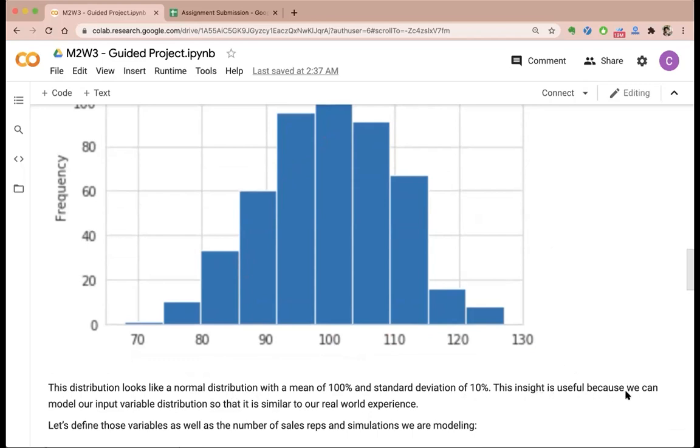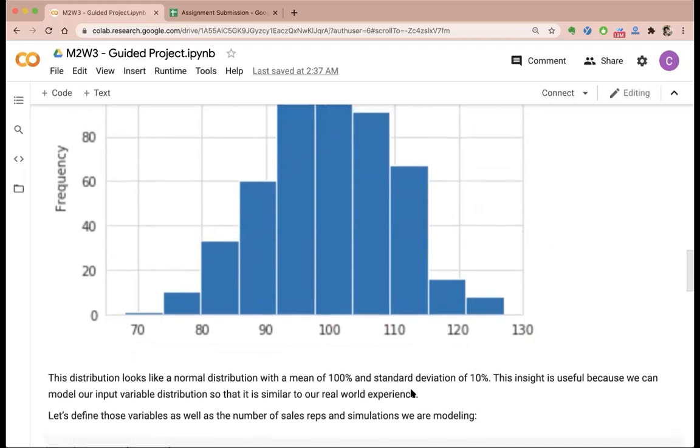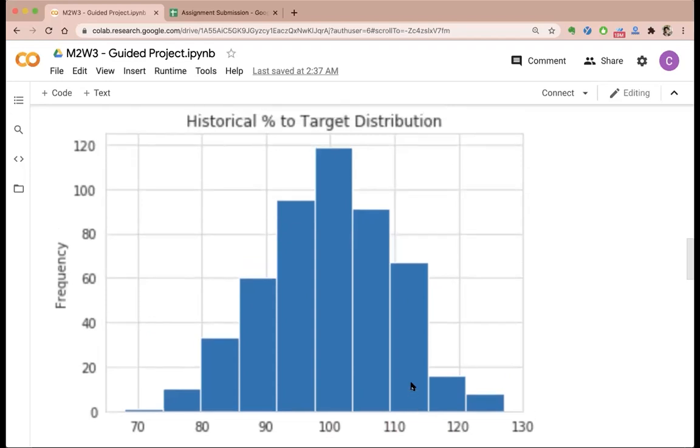This insight is useful because we can model our input variable distribution so that it is similar to our real world experience. So let's define those variables as well as the number of sales representatives and simulations we are modeling. Now, what is the next step?